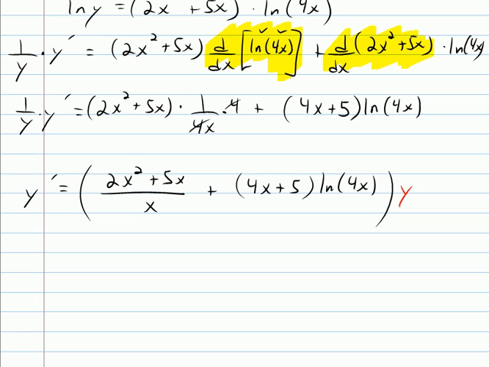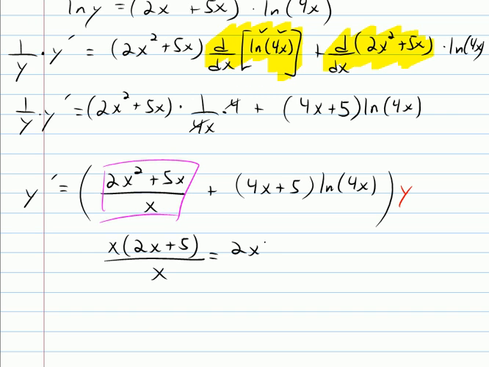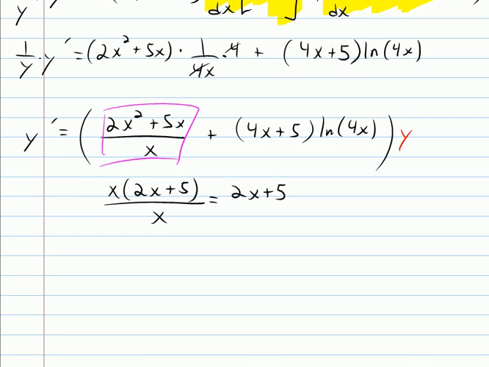So I got a last step, to write out what y equals, and you go back to the beginning of the problem to figure out what y equals. But I see this right here, and I might as well simplify that. So that's x times 2x plus 5 over x. So that is just 2x plus 5. So when I do my rewrite, what I've put in a box there in purple, I'm just going to replace that with 2x plus 5.